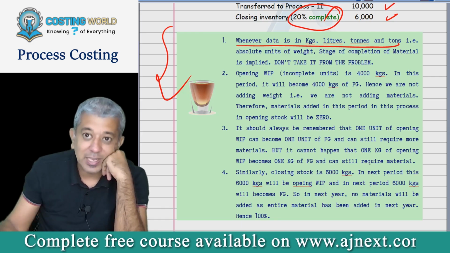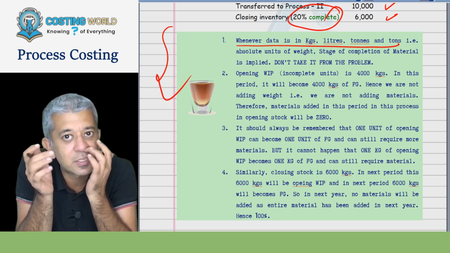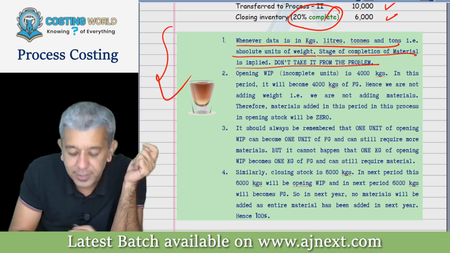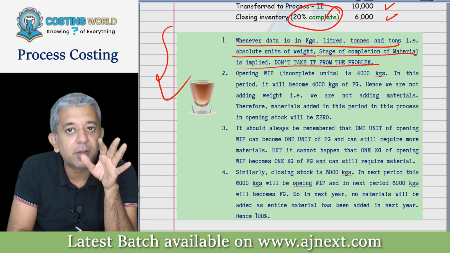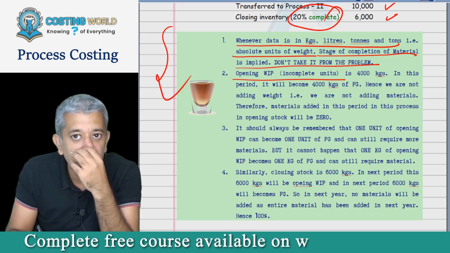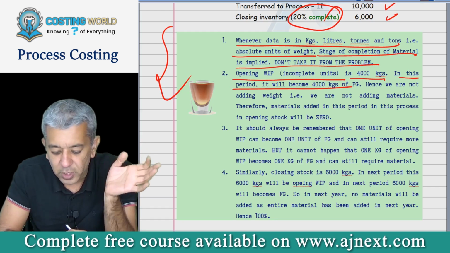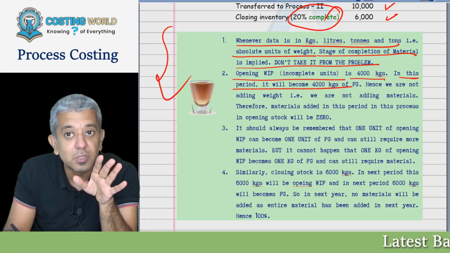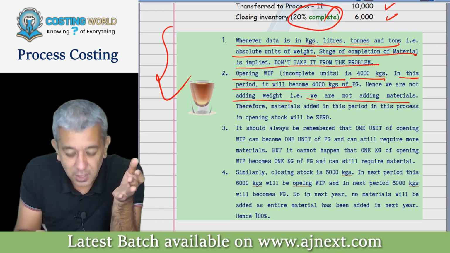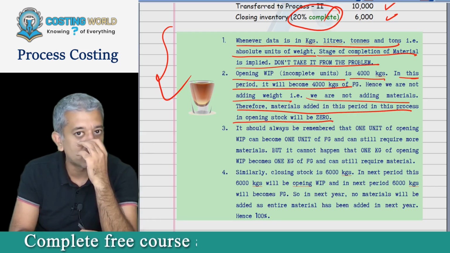Whenever data is in kgs, liters, tons, etc., that is absolute units of weight. Stage of completion of material is implied. Do not take it from the problem. Opening WIP incomplete units is 4,000 kgs. In this period, it will become 4,000 kgs of finished goods. Hence, we are not adding weight, that is, we are not adding materials. Therefore, materials added in this period, in opening stock, will be 0.